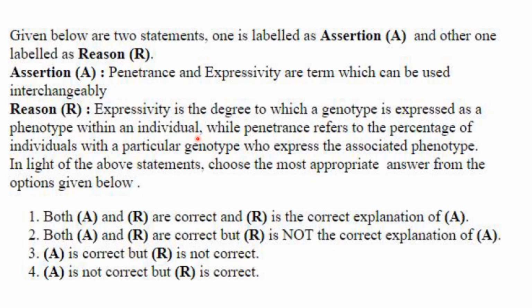And penetrance is the percentage of individuals with a particular genotype who express the phenotype. That is penetrance. So here A is not correct, but R is correct. So that makes answer 4 as right. A is not correct, R is correct.